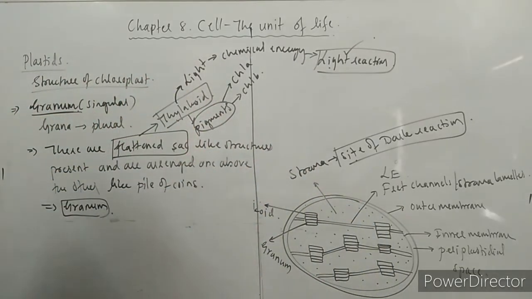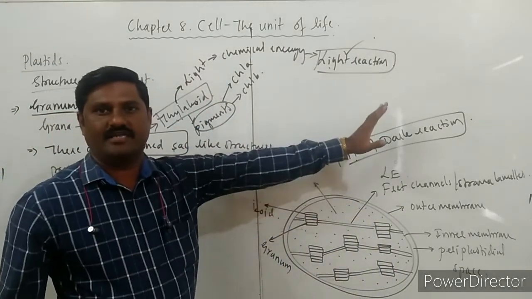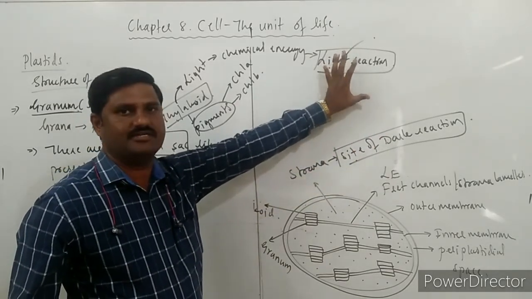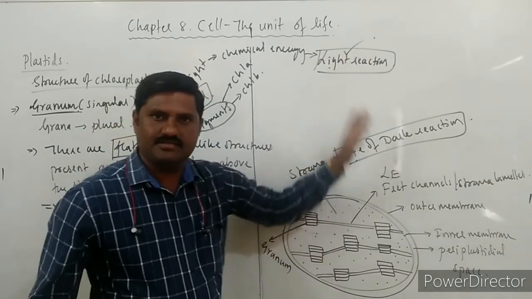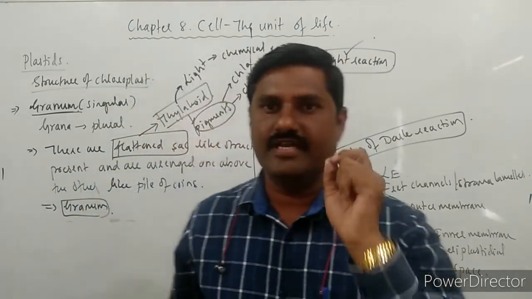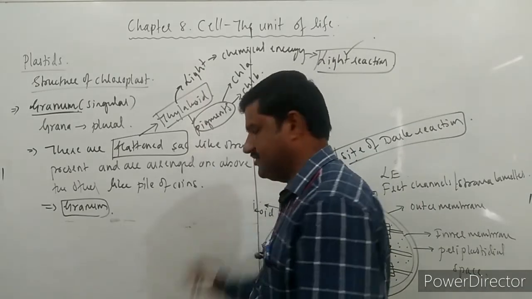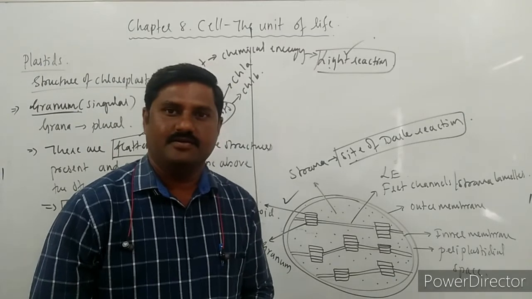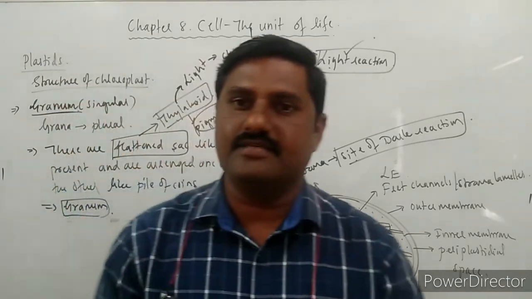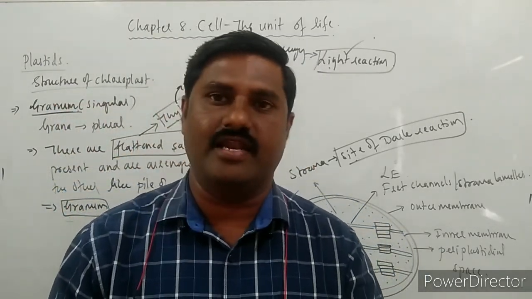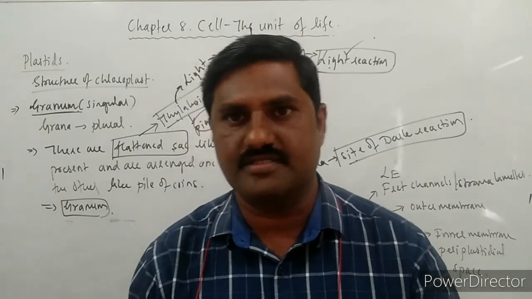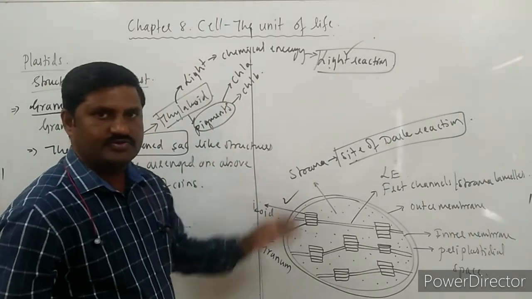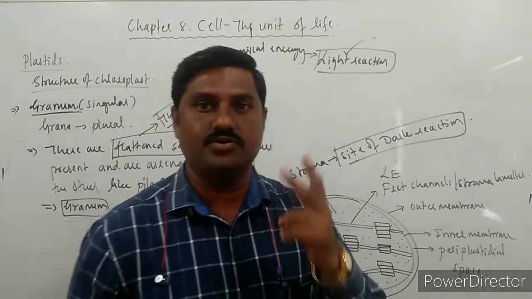So there is a need of understanding where the dark reaction is taking place and where the light reaction is taking place. These are two sites we have to recognize within the chloroplast itself. The chloroplast is a double membrane bound cell organelle, called a semi-autonomous cell organelle, and it is usually present in two types of tissues.